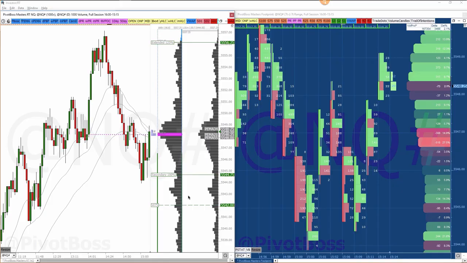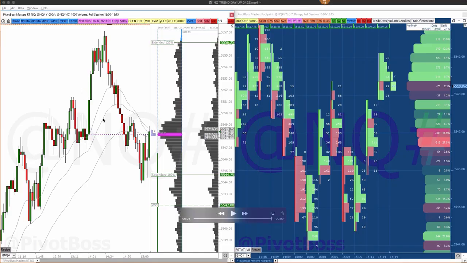You've got to be able to know this like the back of your hand, so you can know what to look for, analyze it live to see if it's happening, and if it's not, you don't engage it. If it is, you engage it. And this is one of those great examples where that trend day structure played out very, very nicely.